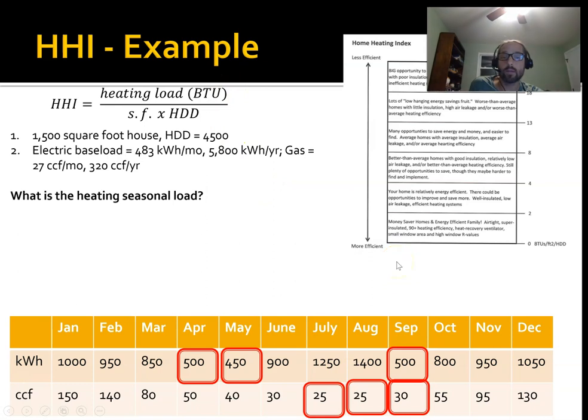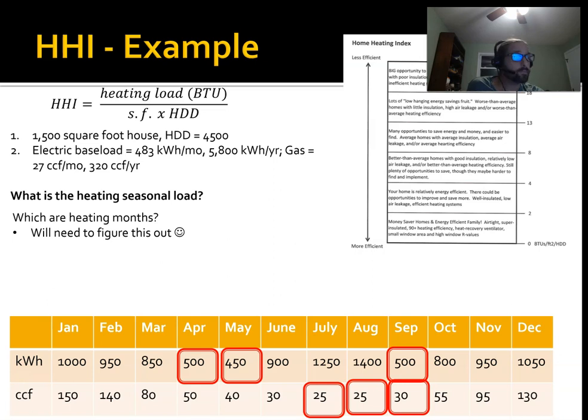What you want to think about is, remember, the base load is energy that you use no matter what time of year. So that's not used for heating. So you need to think about which months are heating months. Let's use December as an example, because we know December is a cold month up here on the East Coast. So my seasonal heating load in December.